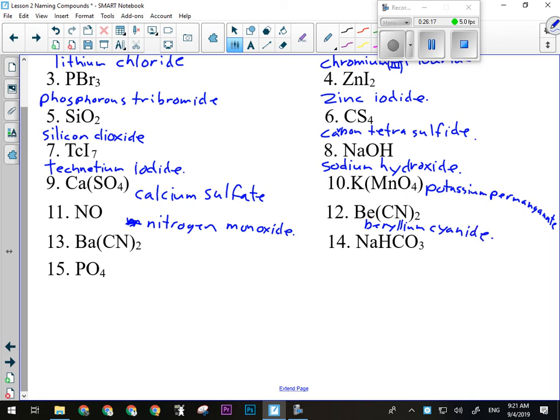Okay, for number 13, I've got barium with cyanide, so similar idea. Barium cyanide, it's an ionic compound. All right, 14, I have NaHCO3. Ionic or molecular? Ionic, sodium's a metal. What's HCO3? Hydrogen carbonate, it's also sometimes called bicarbonate. This is sodium hydrogen carbonate or sodium bicarbonate, otherwise known as baking soda. That's what baking soda is.